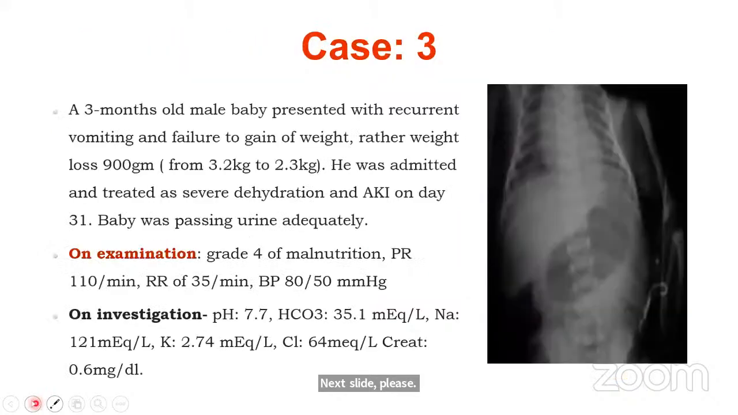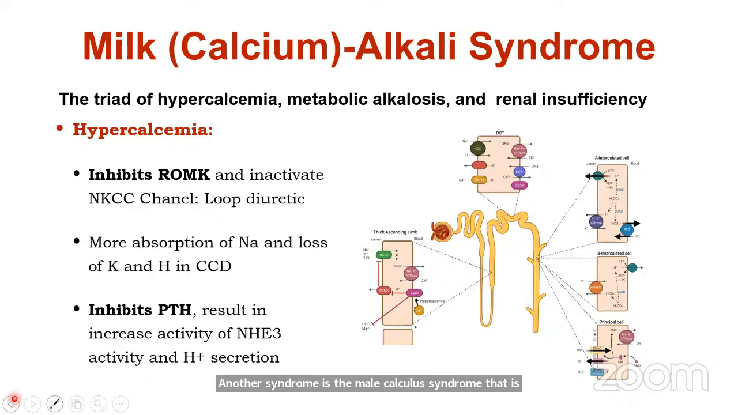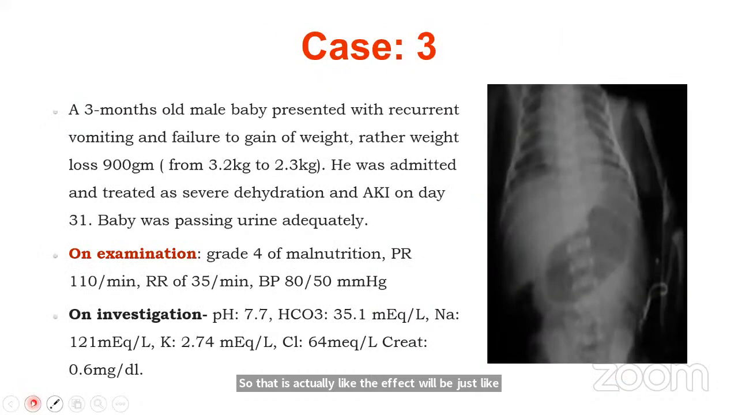Another syndrome is the milk-alkali syndrome. We found that in earlier times, where the patient was prescribed antacids as well as calcium-containing salts as well as milk, and that is associated with hypercalcemia, metabolic alkalosis, and renal insufficiency. This hypercalcemia inhibits the renal outer membrane potassium channel, and ultimately it inhibits your sodium-potassium-2-chloride channels. So the effect will be just like Bartter syndrome or the use of furosemide.